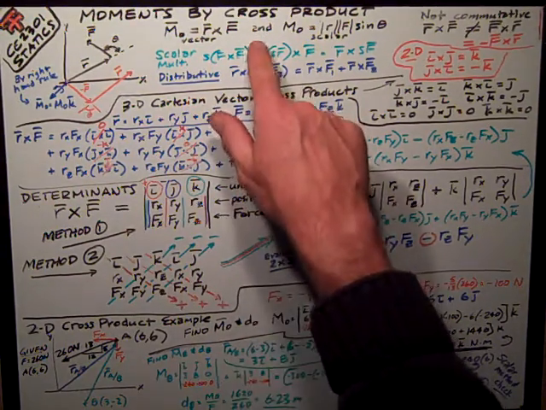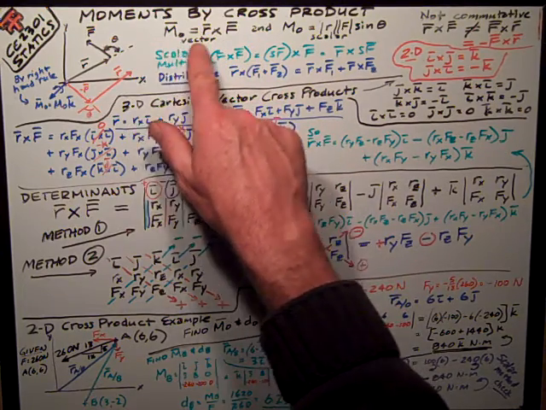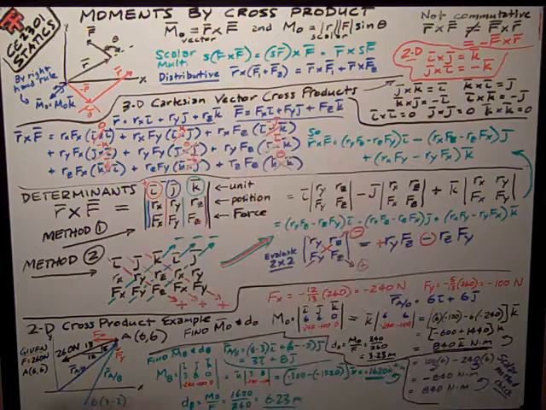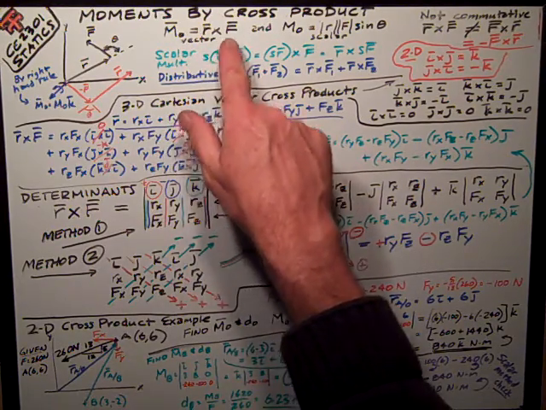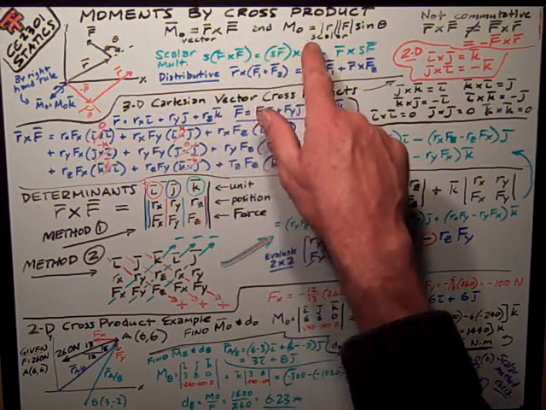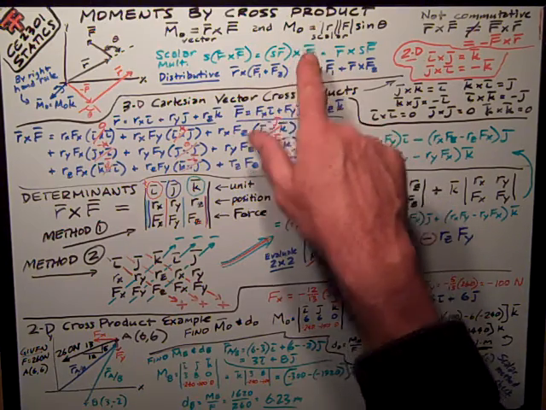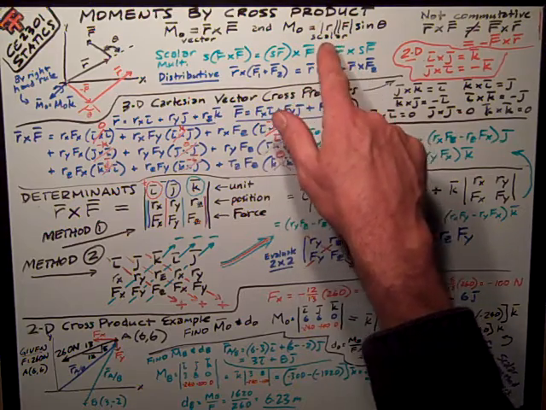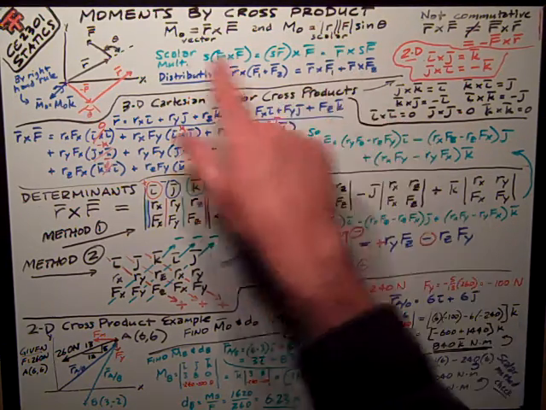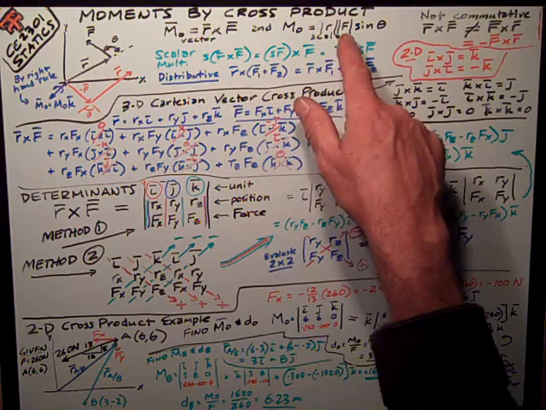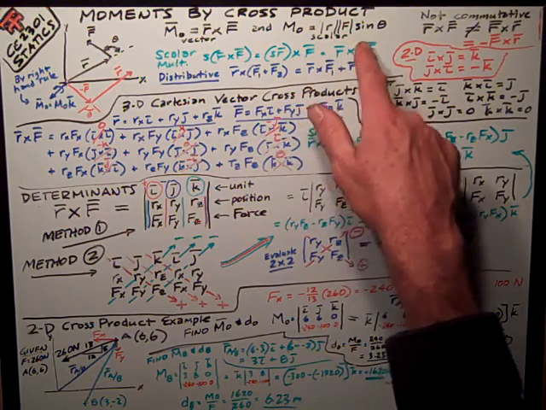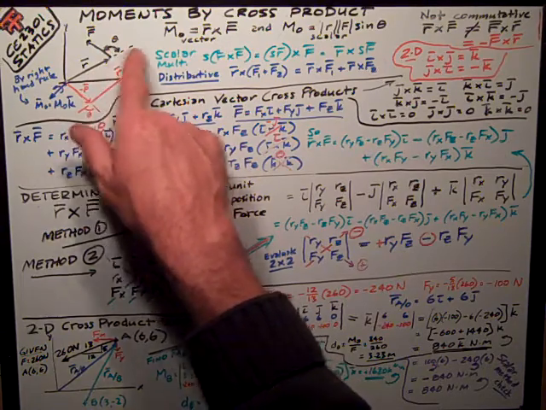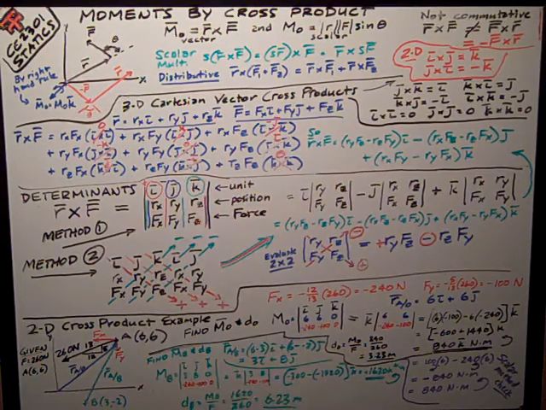Another way of expressing it is, in the vector formula, M_O is R cross F. The scalar magnitude of the moment is equal to the scalar value of R, the position vector, times the scalar value of the force vector F, times the sine of theta, where theta is the angle between their lines of action.